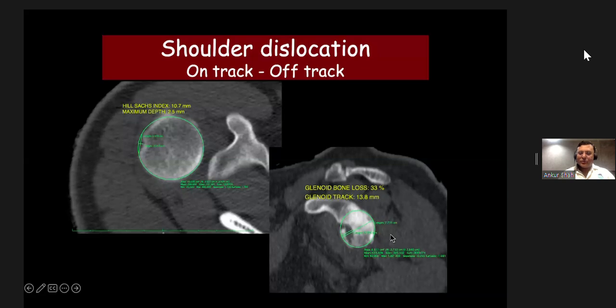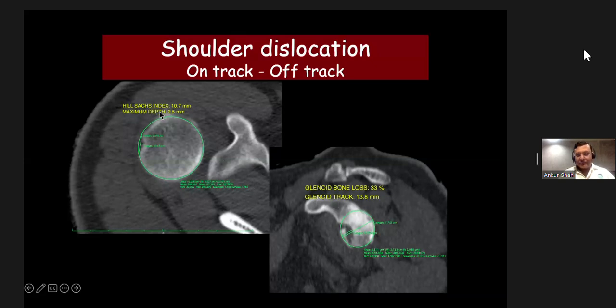And so you multiply it by 0.83 and then subtract the part of the fracture from that, or the part of the rounding of the glenoid from that. So what we get ultimately is the glenoid track. You can also measure the glenoid bone loss. So these are important to understand whether it is an engaging lesion or a non-engaging lesion. Take into consideration the Hill-Sachs index and the glenoid track.